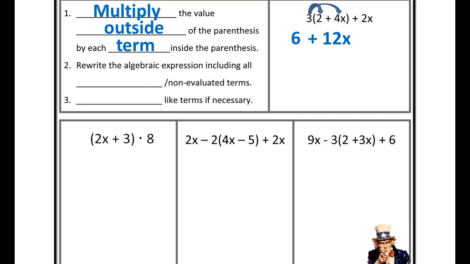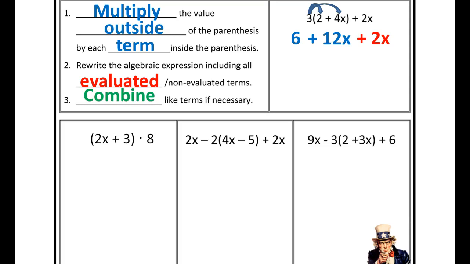Next, I need to rewrite the algebraic expression, including all evaluated and non-evaluated terms. So I evaluated 6, because I got 3 times 2. I evaluated 12x because I did 3 times 4. I'm not doing anything to the 2x, so that needs to come down. The 2x remains the same in my new equivalent version of the algebraic expression. Now I can combine like terms if necessary.